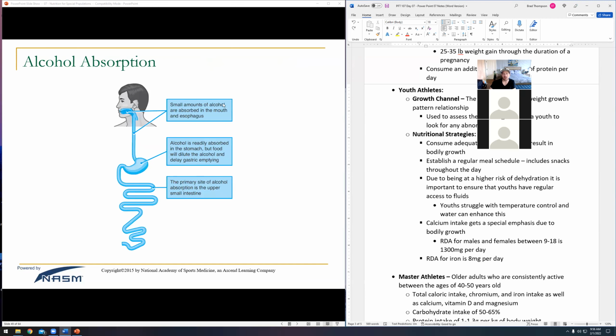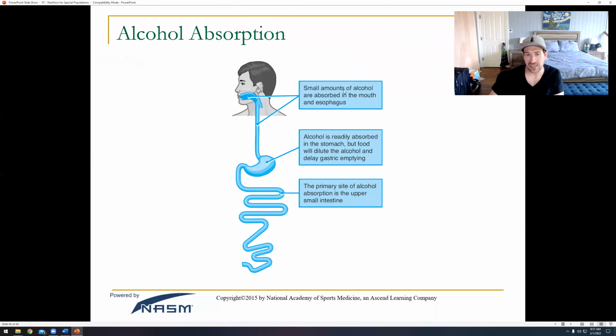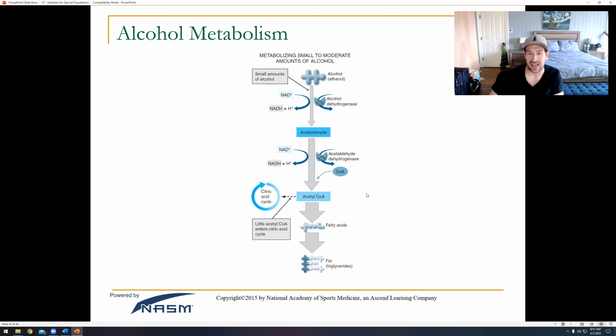So, some alcohol is absorbed in the mouth, but a lot of it is going to get processed in your stomach, and then it gets to your small intestine. That's where most of it's being absorbed. And what happens is alcohol in the form of what we call ethanol gets broken down into alcohol dehydrogenase. This is actually what makes you feel drunk. And then that gets broken down into these other things.